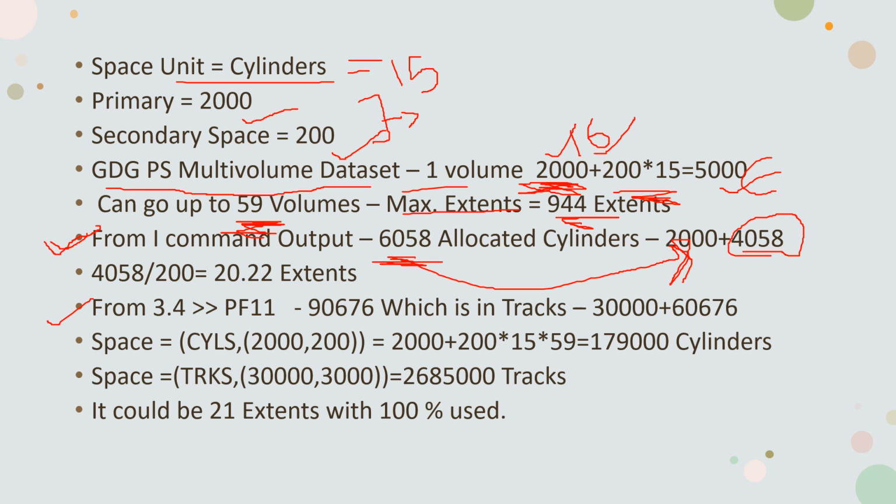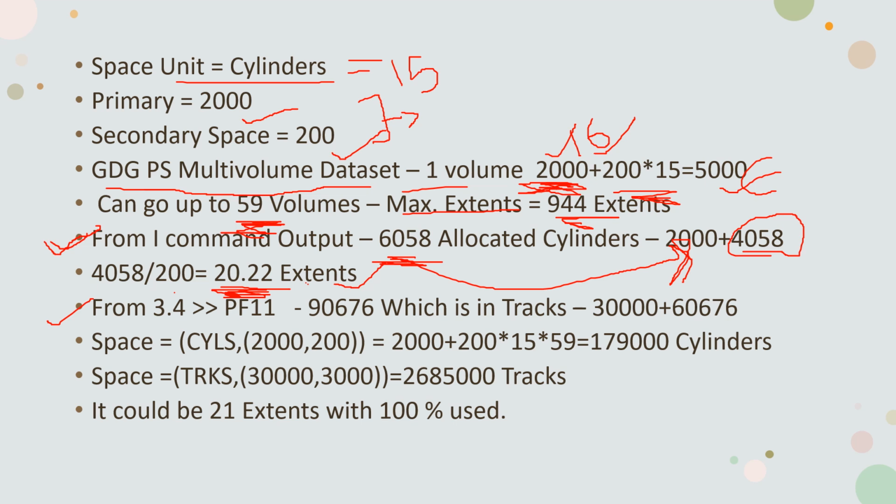So we know that secondary allocation is 200 cylinders. So 4058 divided by 200 gives 20.29, so the secondary has been taken almost 21 times. Okay, the secondary allocation has been taken. If you are thinking why this fraction is there, why it shouldn't be exactly 200 times, right? But there are some constraints here. While creating extents, there is an end of volume state. If that volume is completed when it is getting allocated, it can be counted as one extent.